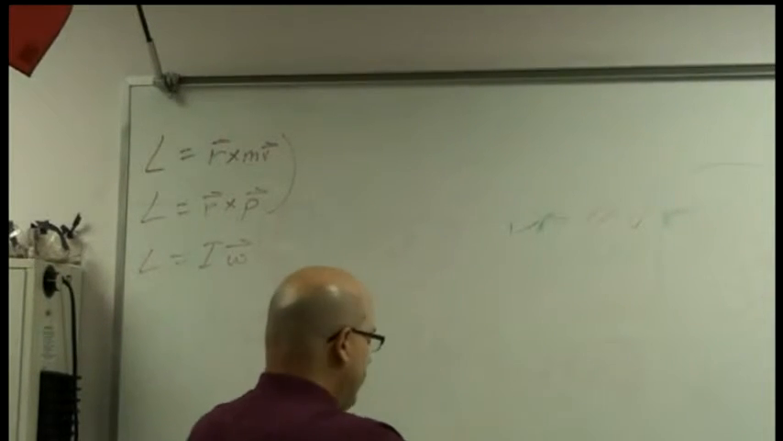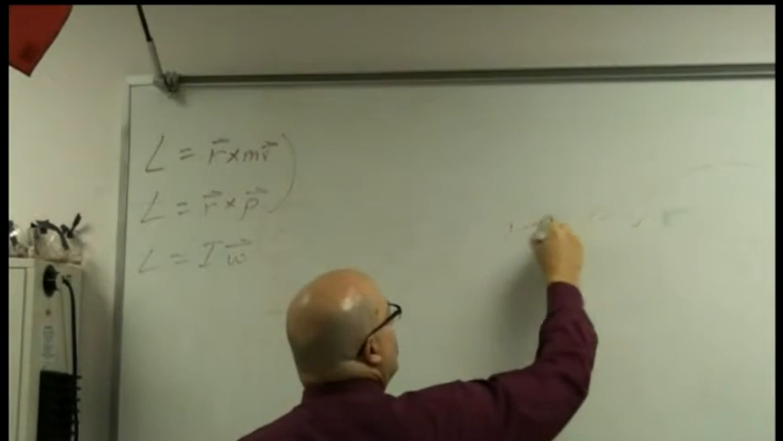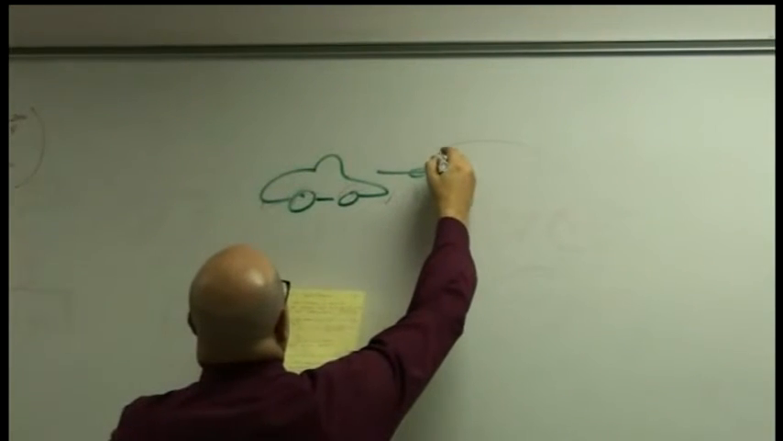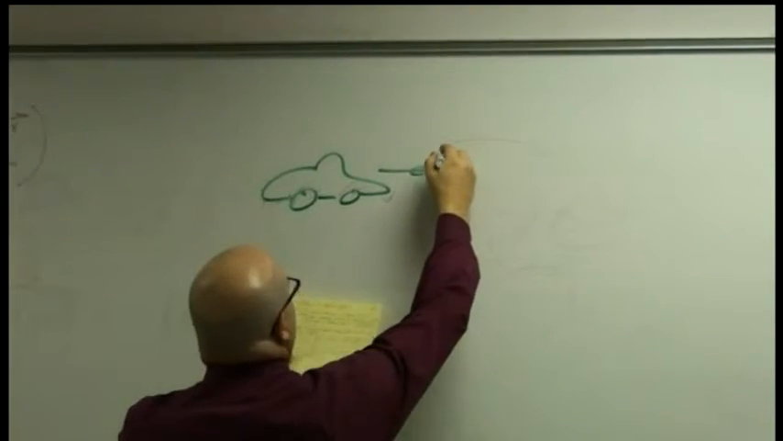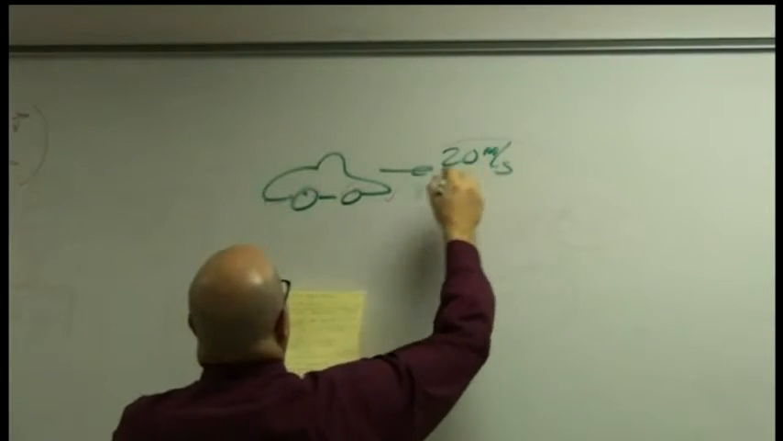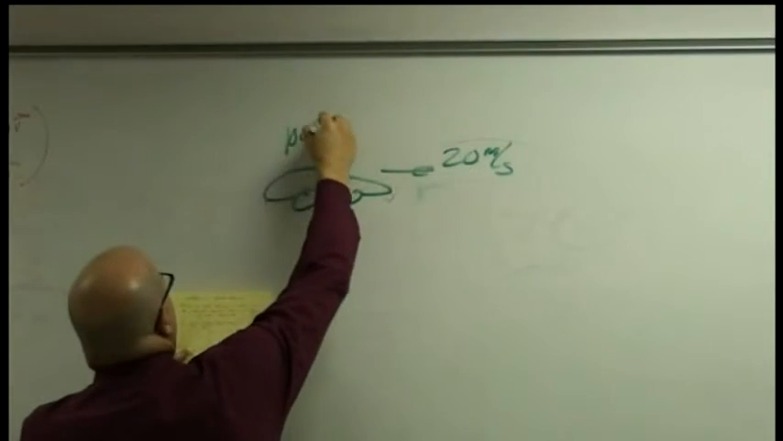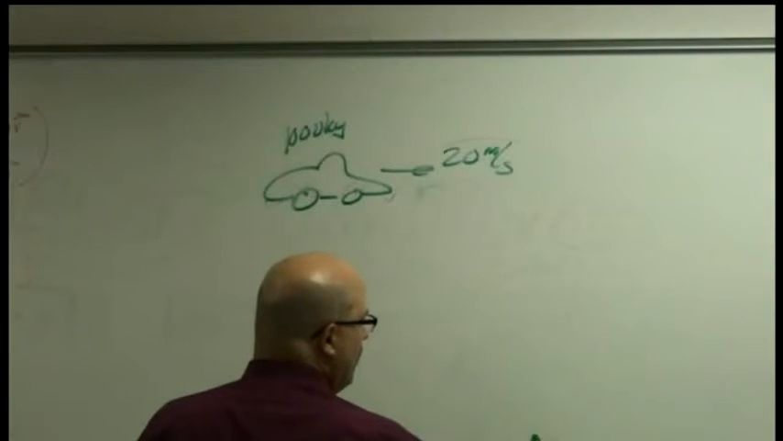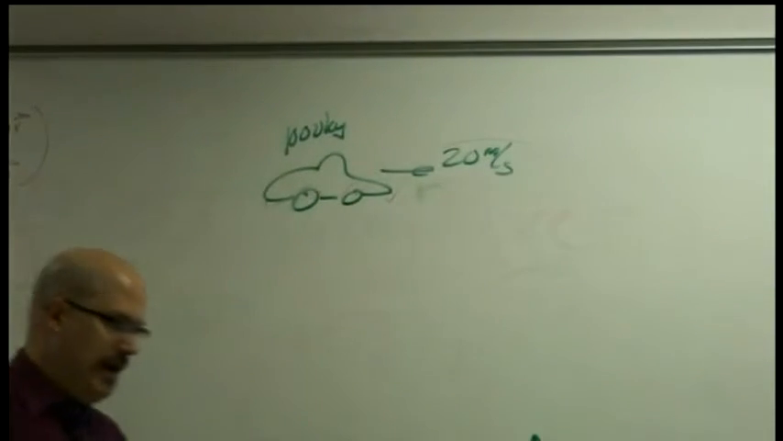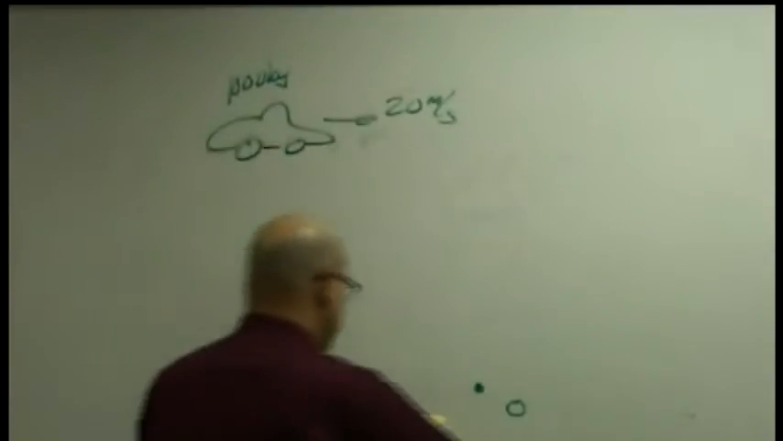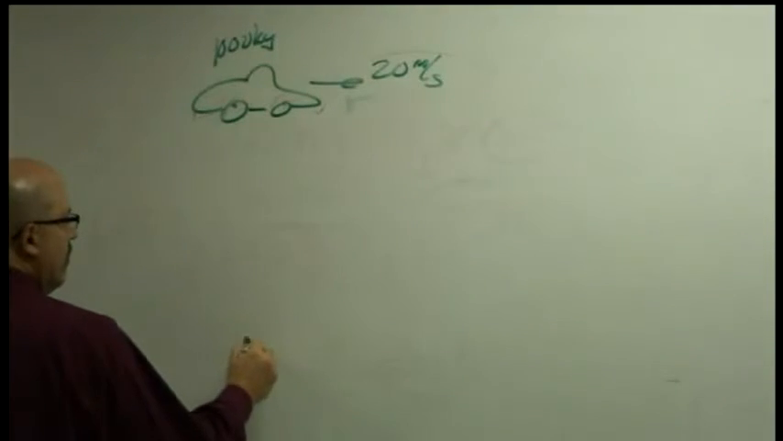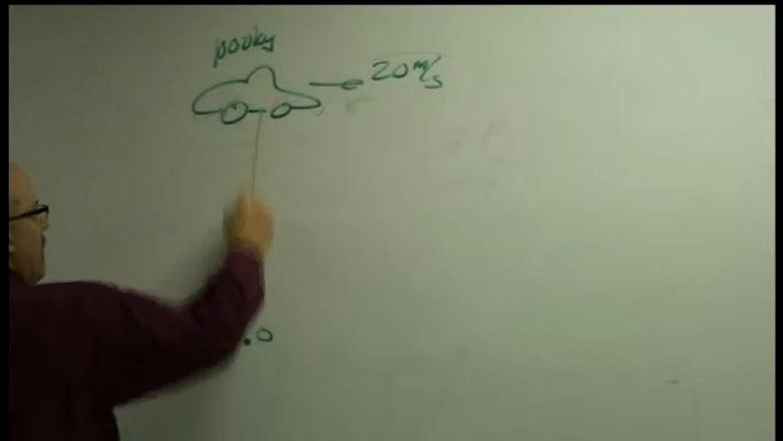So, let's say we have a car traveling this way at 20 meters per second. It's a 1,000 kilogram car. And here's our point down here, point O. Let's not do that first. We'll do this one first. Here's our point O.